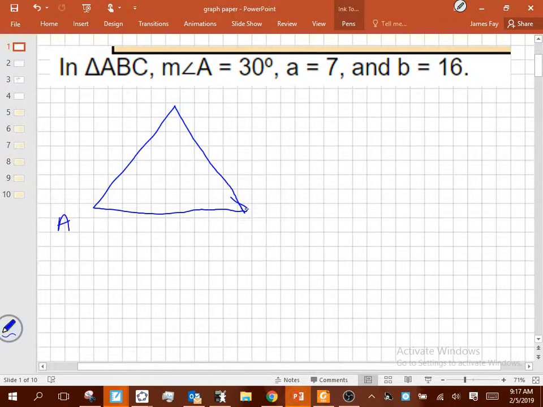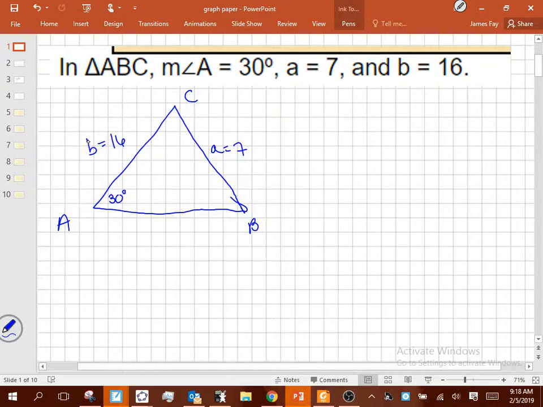If I go A, B, C. And again, the way I set my picture up doesn't matter. Your A, B, and C could be in completely different spots than mine. Your triangle could look completely different than mine. It's just a graphic organizer, trying to get us to realize what parts we have and what we need to do. So a, which is 7, would be the side opposite angle A. And b, which is 16, would be over here.